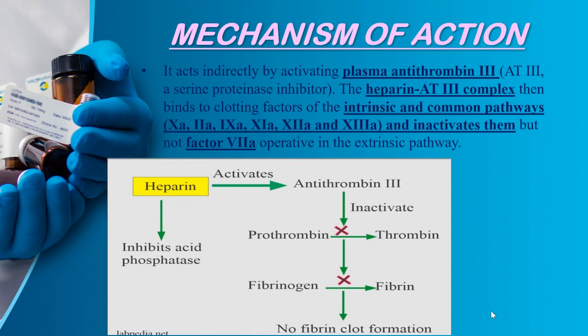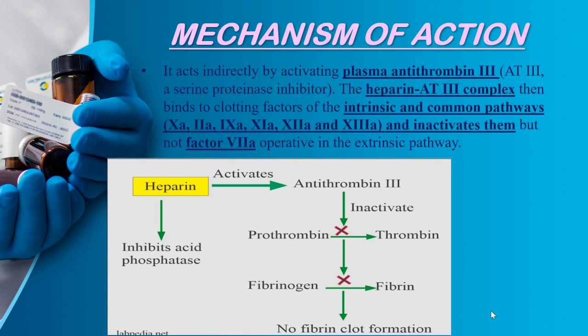Now we will see the mechanism of action of heparin. Here we will see why heparin comes under the class of indirect thrombin inhibitors. Heparin acts indirectly by activating plasma antithrombin 3, that is AT3, which is a serine proteinase inhibitor. So here heparin binds with AT3 and makes a complex called the heparin-AT3 complex. Then this complex binds with the clotting factors of the intrinsic and common pathway and inactivates them. The factors mentioned here, that is 10A, 2A, which is also known as thrombin, 9A, 11A, 12A, and 13A, are inactivated by this complex.